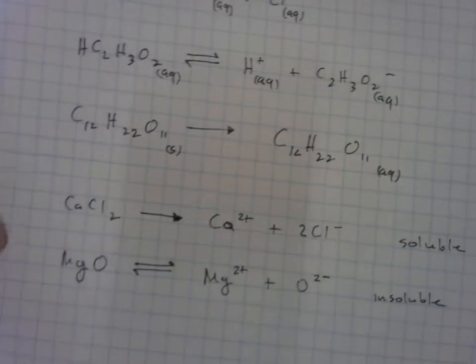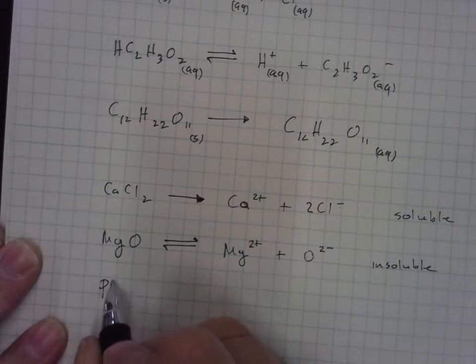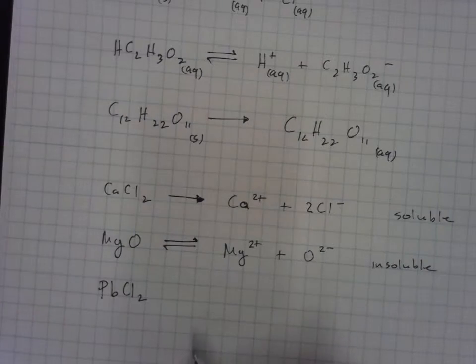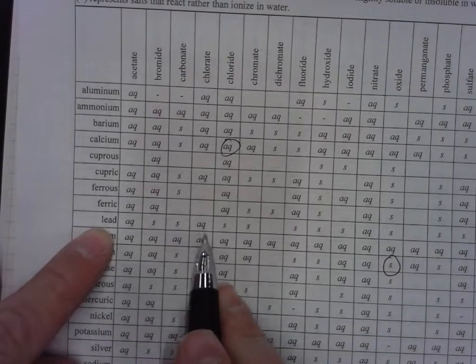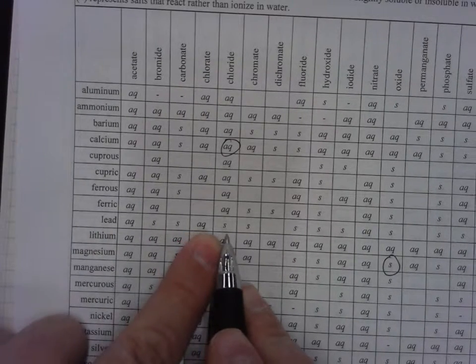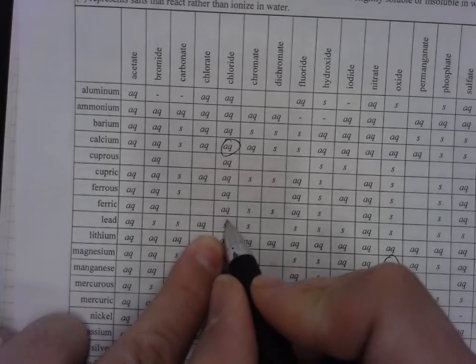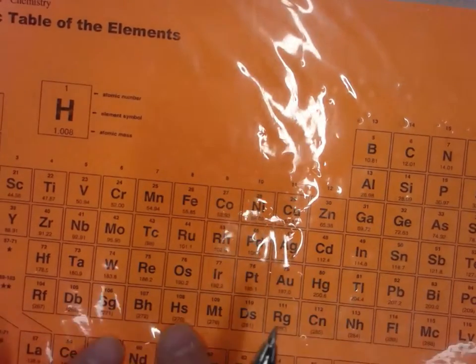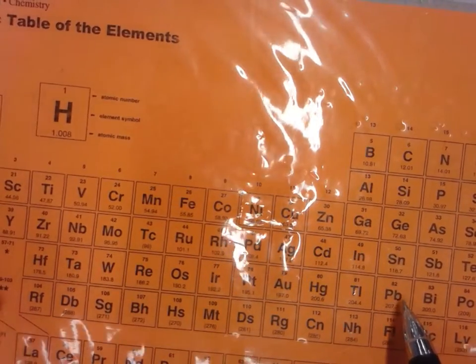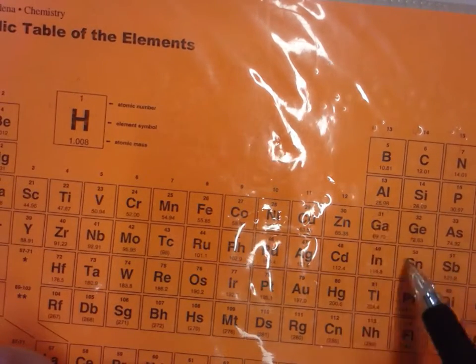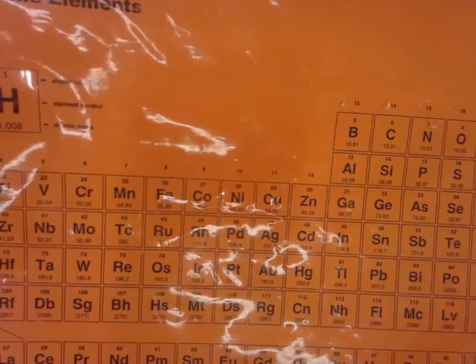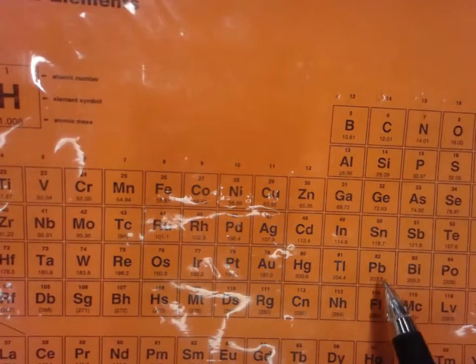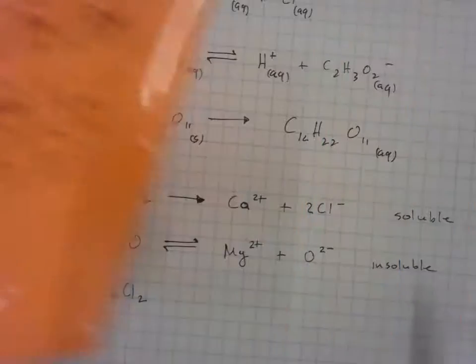Lead chloride, PbCl2. First thing we do, go back to our solubility chart. We find lead, there it is, and chloride right there. Lead chloride says S. That means it's insoluble. Now lead's a transition metal, meaning it falls in here somewhere. I've lost where it's at. Oh, there it is. It's still a transition metal, below the staircase here.